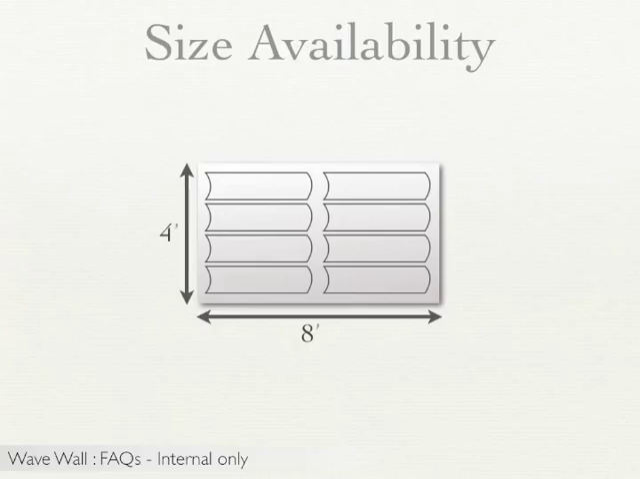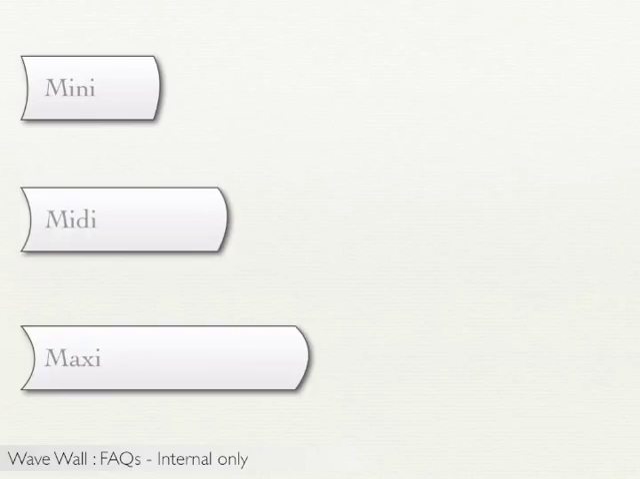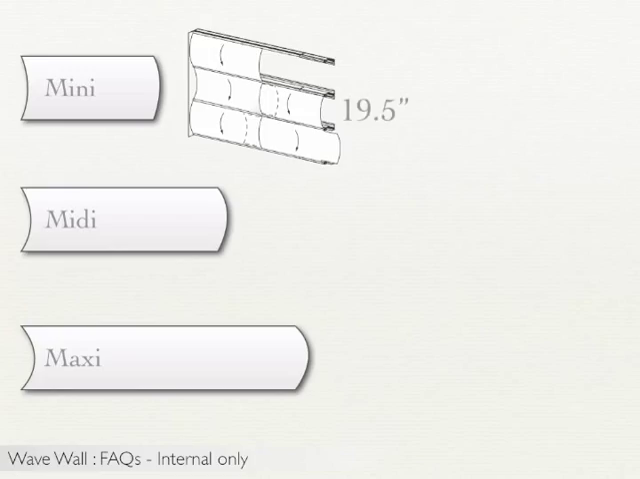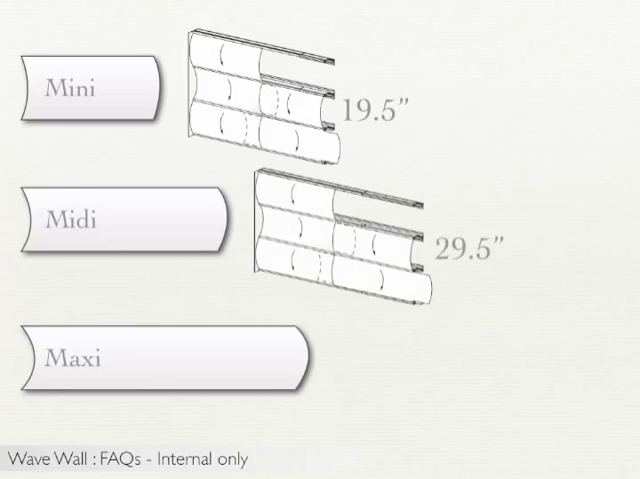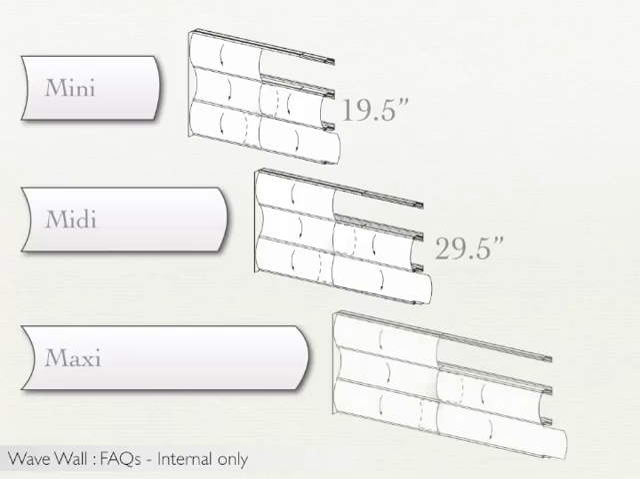In addition, there are 3 size options for tiles: mini, midi, and maxi. Once installed, the mini size is about 19.5 inches. The midi size is about 29.5 inches, and the maxi size comes out to be about 36.5 inches.